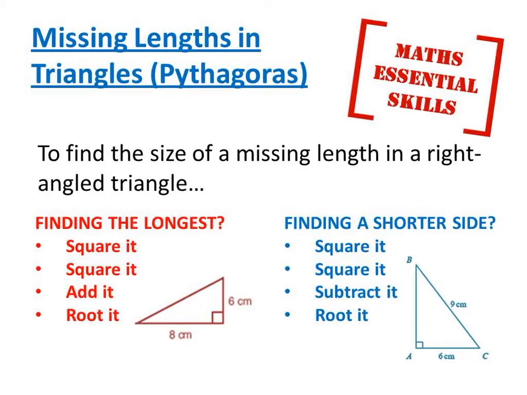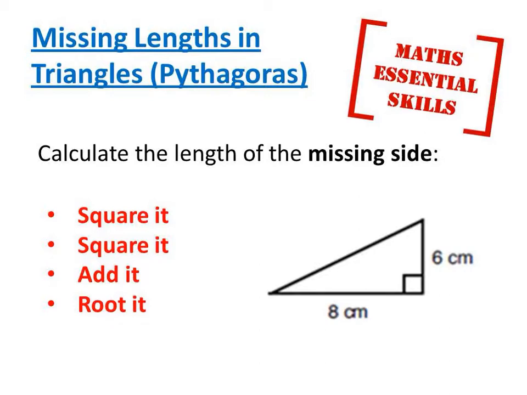When we're finding the shorter side, as shown in the question on the right, because we already know the longest side, and we want to know this shorter side here, it's one of the shorter sides, but we will square it, subtract it, root it. Remember those mantras and you'll be fine. Let's go back to the question.